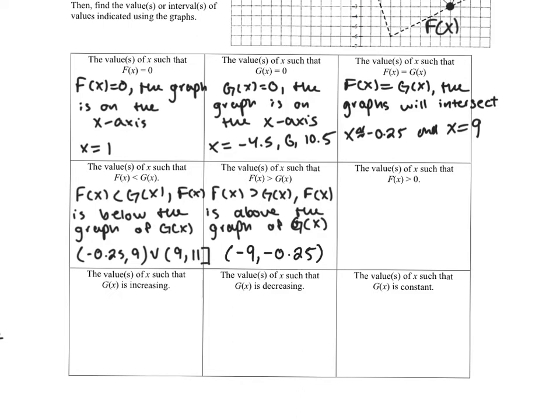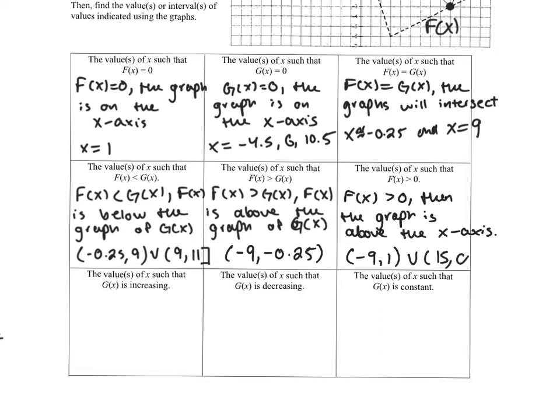All right, the values of x such that f of x is greater than 0. So if f of x is greater than 0, then the graph is obviously above the x-axis, all right? And it's over 2 intervals, negative 9 to 1 and 15 to infinity, all right?